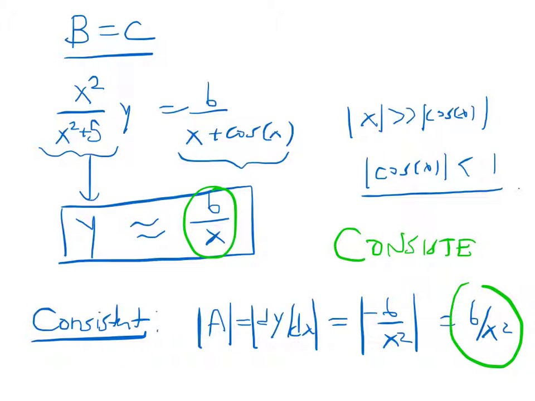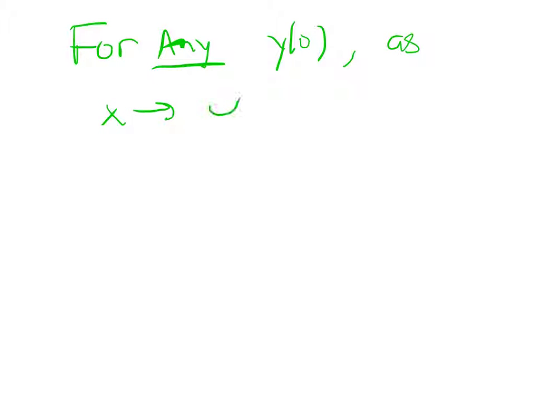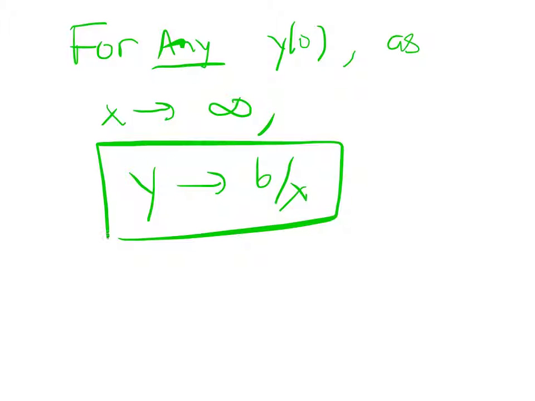So therefore, in summary, we have argued that when y is large on this original equation that we wrote down, what we expect is that for any initial condition, y should go to the law 6 over x. And so for any initial condition, for any y of 0, as x goes to infinity, we expect y to go to 6 over x. And I think this is a bit of a remarkable result. And the next step is to check it using the computer to see if it indeed obeys this law, and that will be the subject of the next video.